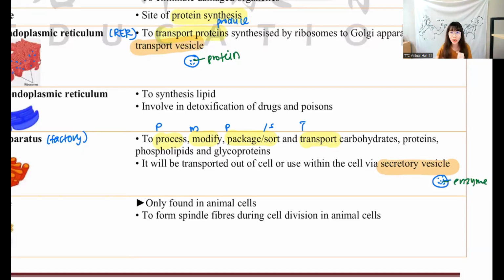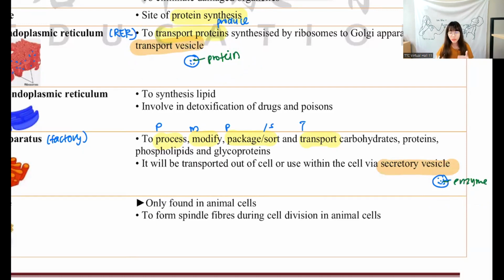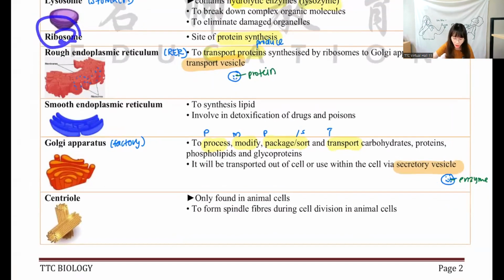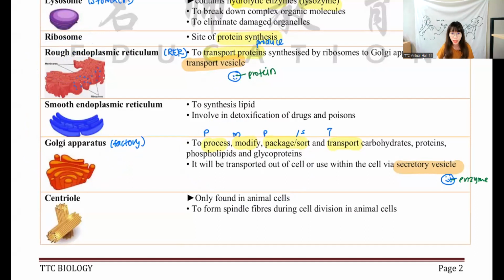You will learn this in detail in chapter 5, how enzymes are produced. So remember, the vesicle is a transporter. Transport vesicle transports protein. Secretory vesicle usually transports enzyme. So this is the relationship between ribosome, rough ER, and Golgi apparatus. They will ask you, what is the relationship between ribosome, rough ER, and Golgi apparatus? These three relate to protein, because one produces protein, one transports protein, and one modifies protein, right? So they have a relationship with protein.